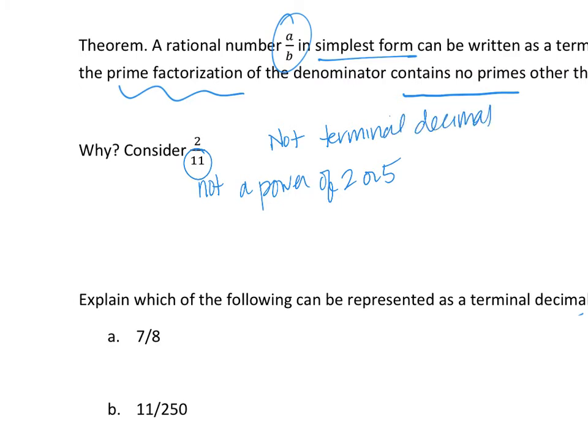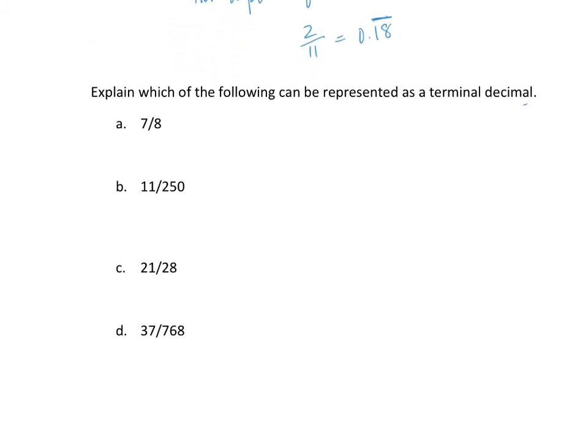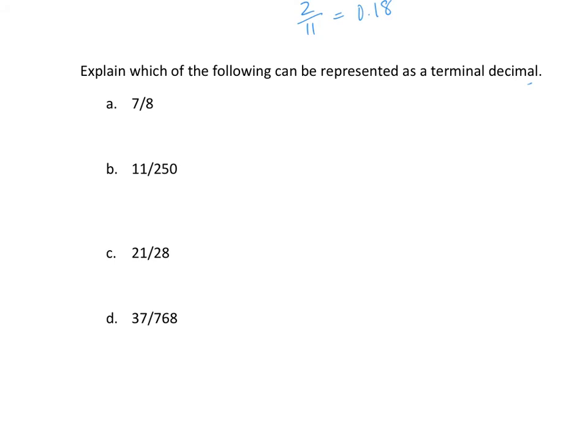And if you punch that in on your calculator, 2 divided by 11, you can see that it is equal to 0.1818181818. It ends with a 2, but that's actually just a rounding that your calculator does. And we're going to see in one of the next lessons that that's a repeating decimal. And so it does not terminate. So let's look and see. We're supposed to explain which of the following can be represented as a terminating decimal.